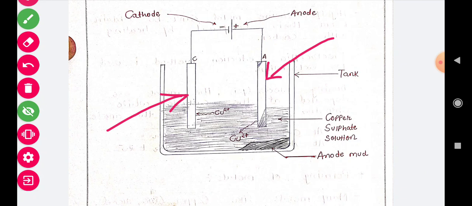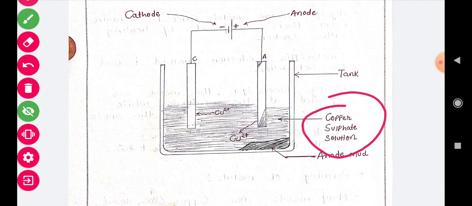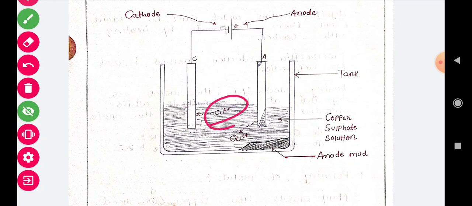In the copper sulfate solution, the copper gets a positive charge and is attracted towards the cathode, which is negatively charged. Simply, the positively charged particles from the copper sulfate solution are attracted to the negative electrode. So copper is deposited on the cathode, and the remaining amount of copper required to stabilize the solution is extracted from the impure metal.